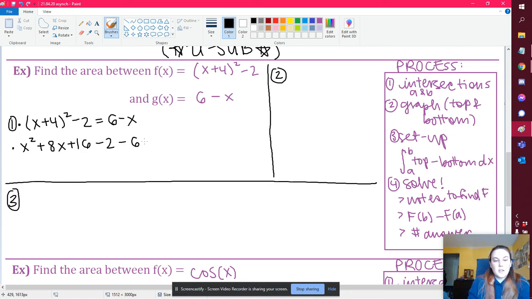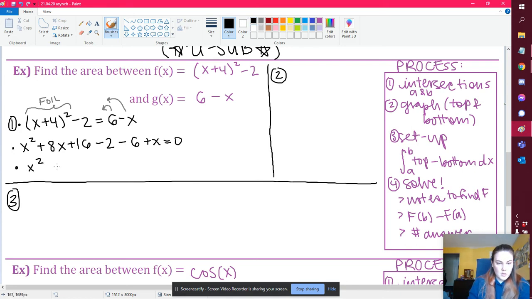And I'm going to subtract 6 and add x to both sides to make this equal to 0. So again, what I just did there is I FOILed this out. Wow, not even close, y'all. FOILed this out, and then I moved these to the other sides. Now I'm going to combine all my like terms.